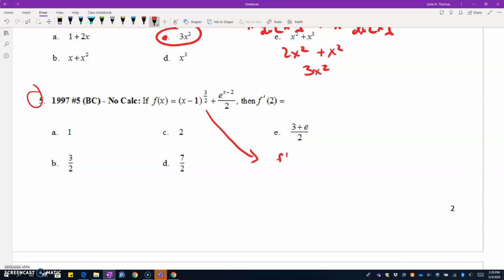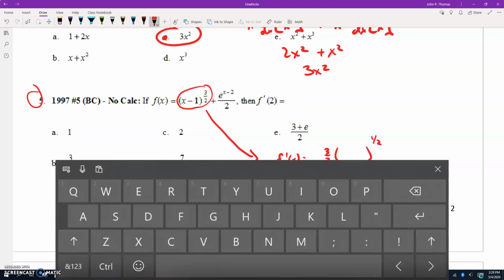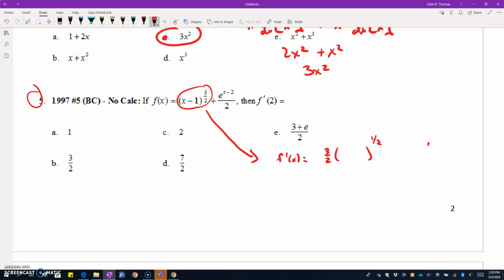So we've got f prime of x equals, so I'm going to have a chain rule for this first piece. So I'm going to bring the 3/2 out front times something to the 1/2. Alright, so multiply by the exponent, lower the exponent by 1. And then we evaluate it at the inside, so the x minus 1, times the derivative of that inside, which is a 1. Alright, so that covers the first piece.